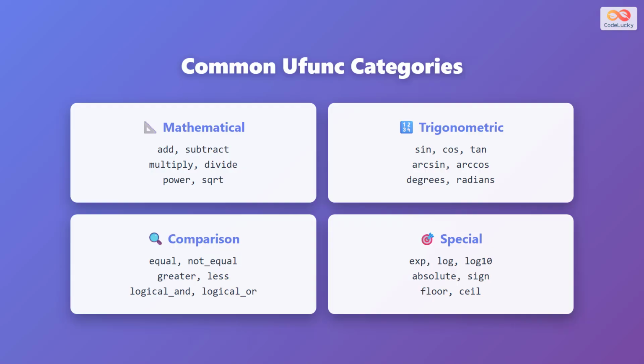NumPy provides a rich collection of universal functions organized into several categories. Mathematical Ufuncs include basic operations like add, subtract, multiply, divide, as well as power and square root. Trigonometric Ufuncs cover functions like sine, cosine, tangent, and their inverse functions, plus utilities to convert between degrees and radians. Comparison Ufuncs let you compare arrays element-wise using functions like equal, not equal, greater, less, and logical operations like logical and, logical or. Finally, special Ufuncs include exponential, logarithm functions, absolute value, sign, floor, and ceiling operations.